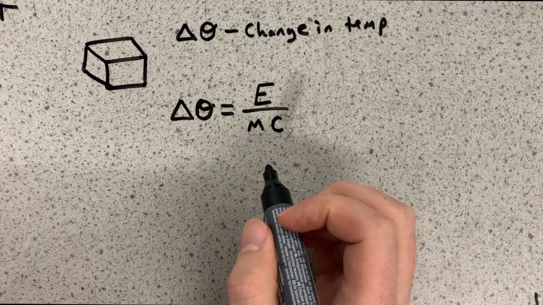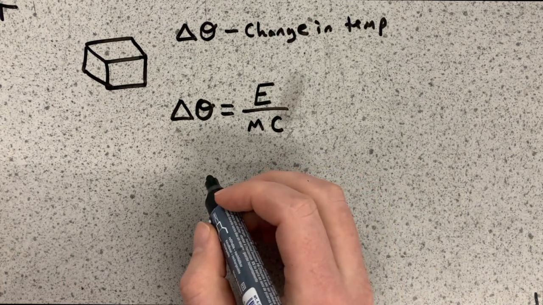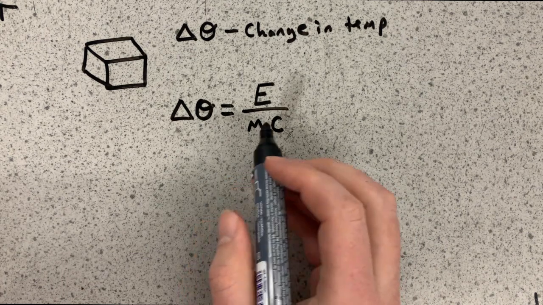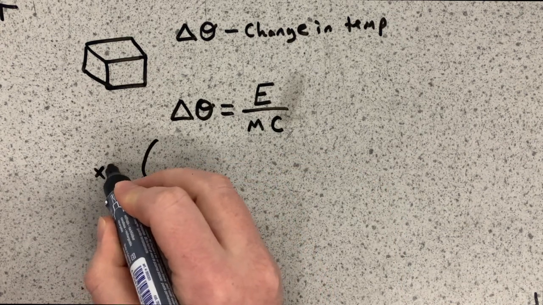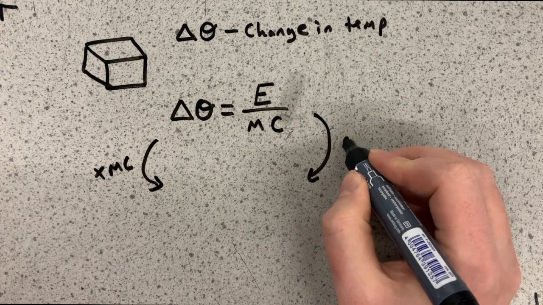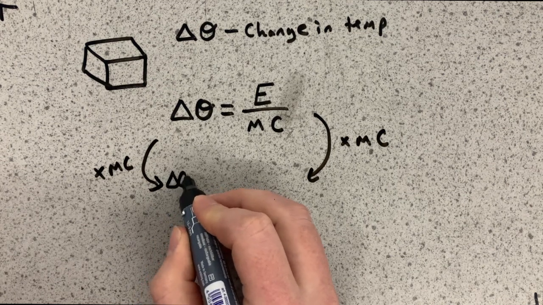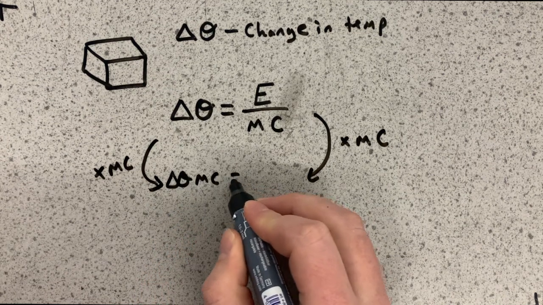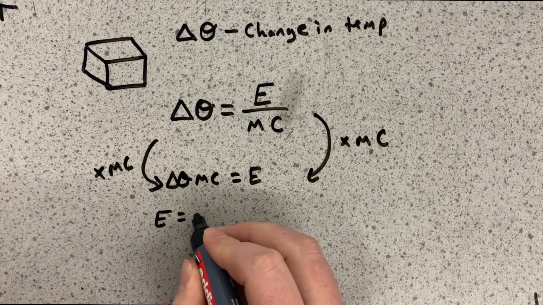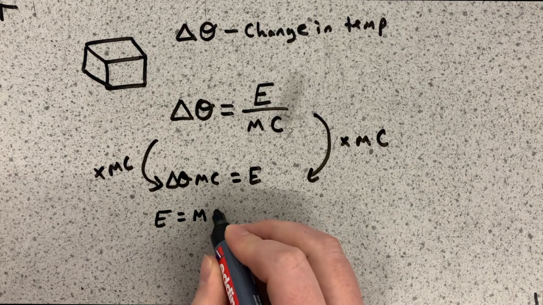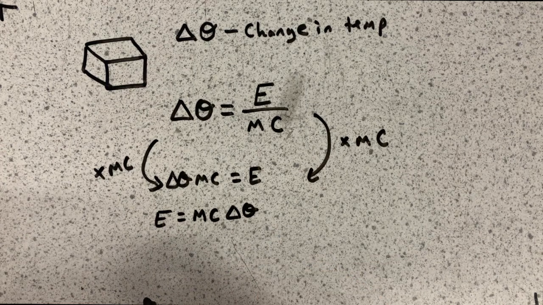If you rearrange this, using algebra or a formula triangle, to get energy on its own, I'm left with a formula that's on the formula sheet. I'm just going to times both sides by MC. I believe this is how you're taught to do it in maths. And so I end up with delta theta MC equals E. If I put it in a different order, energy equals mass times specific heat capacity times temperature change.